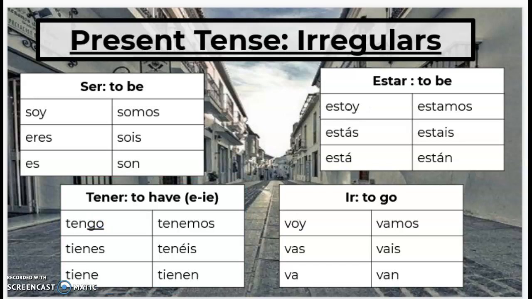Estar is an irregular yo as well because it ends in a Y and not just O. And then it has accent marks in estás, está, and están, which is really all that makes it irregular. Ir has a V everywhere. The rest of its endings are mostly regular, minus the OY in voy.